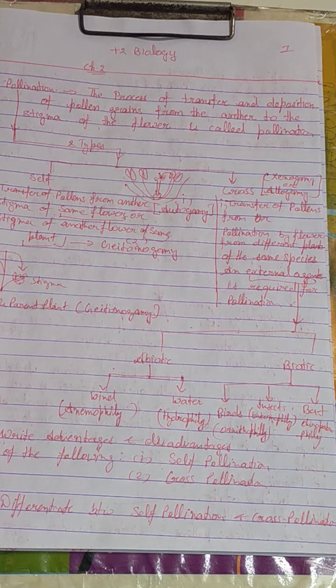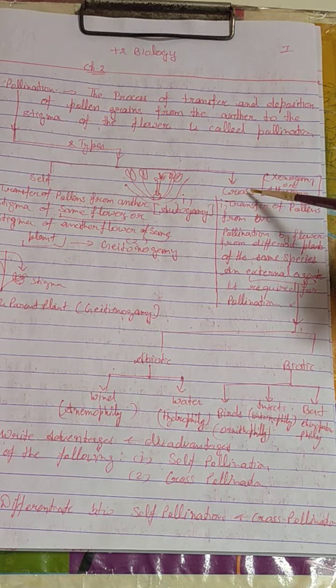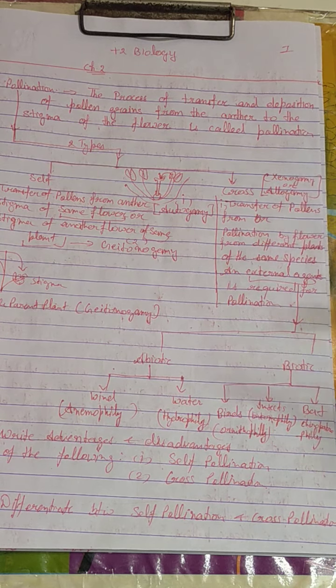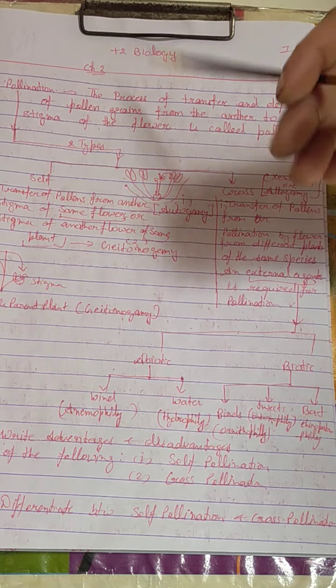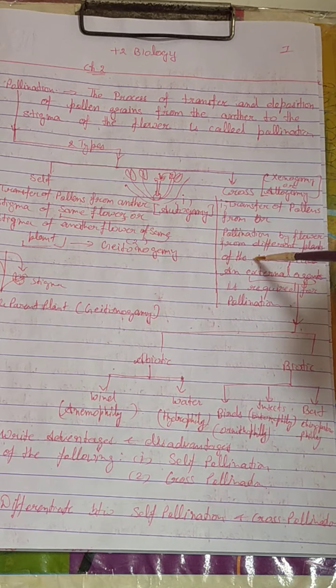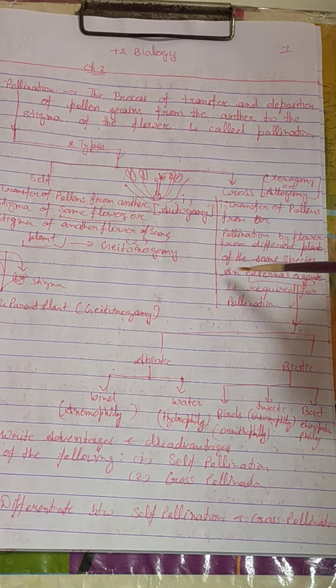Next we will discuss cross-pollination. Cross-pollination is also called xenogamy or allogamy. These are the scientific terms used for cross-pollination. So what is cross-pollination? In cross-pollination there is a transfer of pollen from the anther of one plant to the stigma of another plant of the same species. Means here the plants will be different but both will be of the same species.